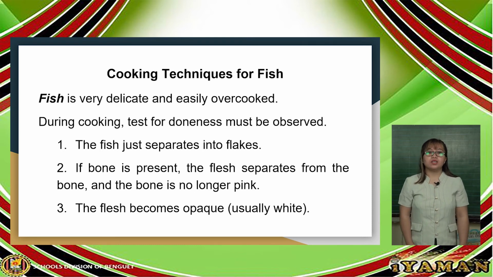First, the fish just separates into flakes. If you use a fork to separate it, it easily separates into its flakes. Number 2, if a bone is present, the flesh separates from the bone. The bone should no longer be pink if it is done. Third, the flesh becomes opaque, which means it is usually white.